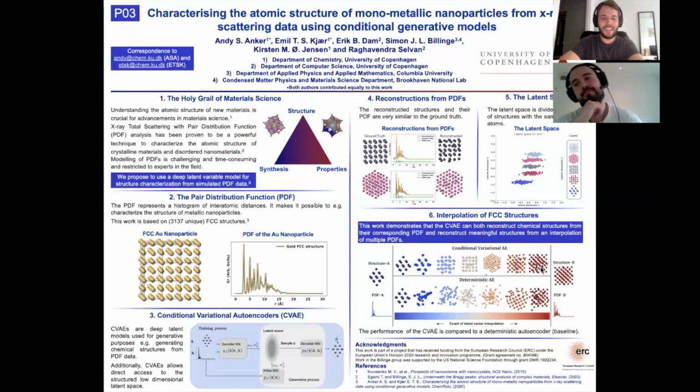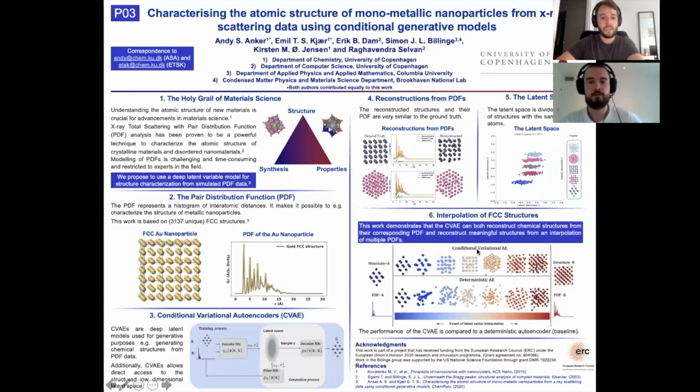Hello, we are Andy and Emil, and we are material chemists. And that means we try to link the synthesis with properties through the structure. And especially nanomaterials have our interest. In order to characterize the structure of nanomaterials, we use the pair distribution function, which represents a histogram of interatomic distances. So you can see an example here.